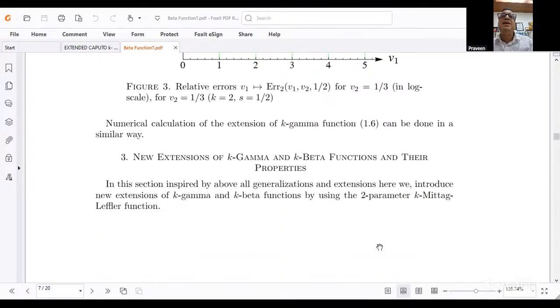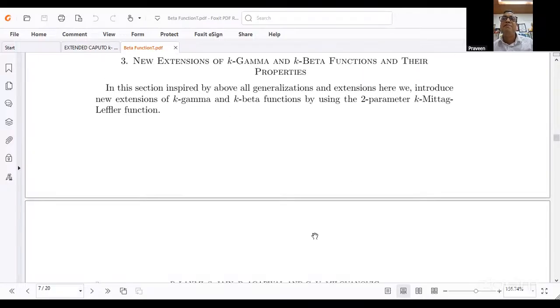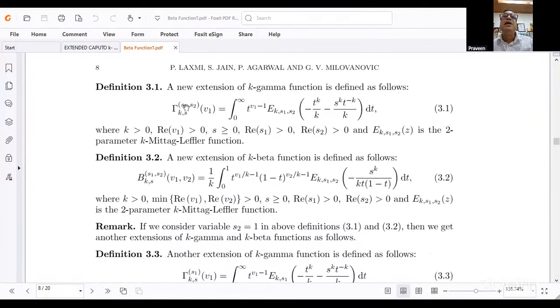Now, this is the next part of my presentation, in which we discuss the new extension of the k gamma and k beta function and their properties. So I'm going directly to the new k gamma and k beta function very fast. Just give me a few minutes. A new extension of the k gamma function is defined by equation number 3.1.